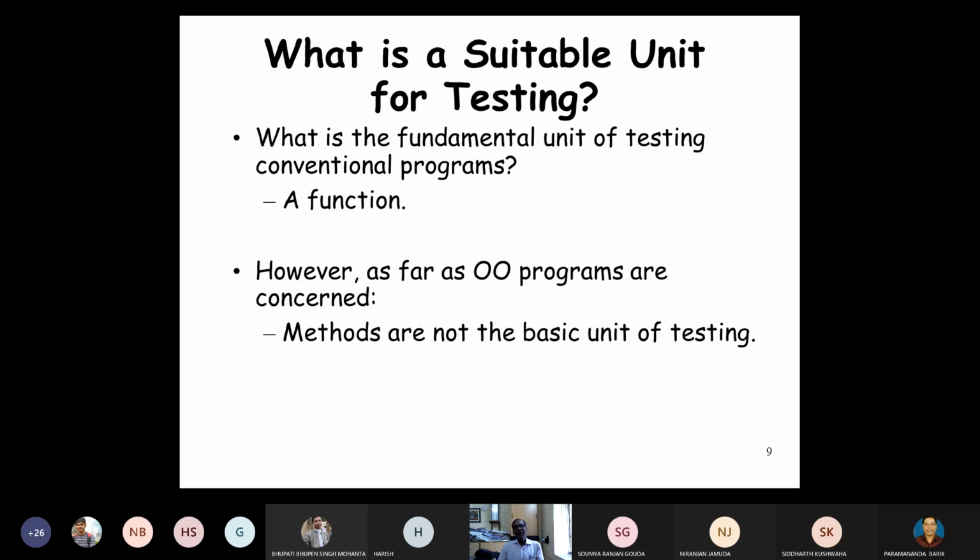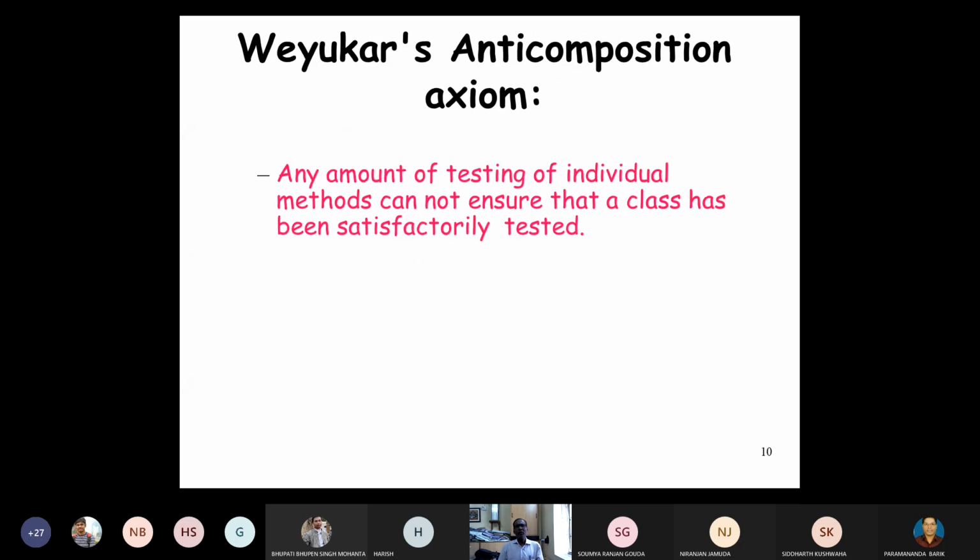As in traditional procedure-oriented testing, functions are the smallest unit. Can I say that methods are the basic or smallest unit of testing? The answer is no. Let's see why. If methods are not the basic unit of testing in object-oriented programs, then what are the smallest units? Before going to the answer, let's see one of the important axioms called Weyuker's anti-composition axiom. What does this axiom say?